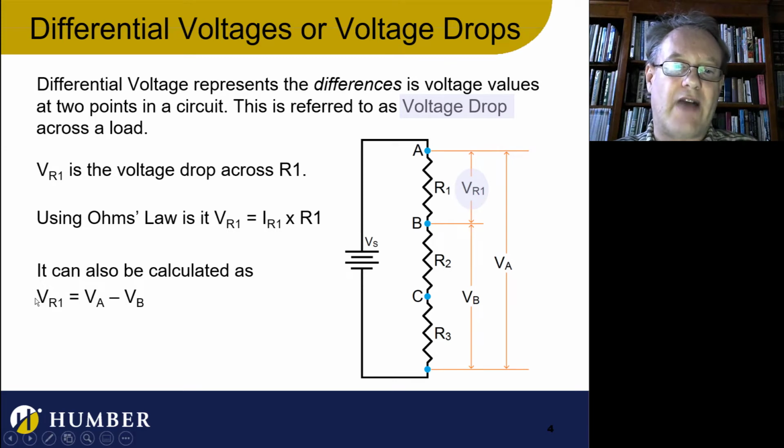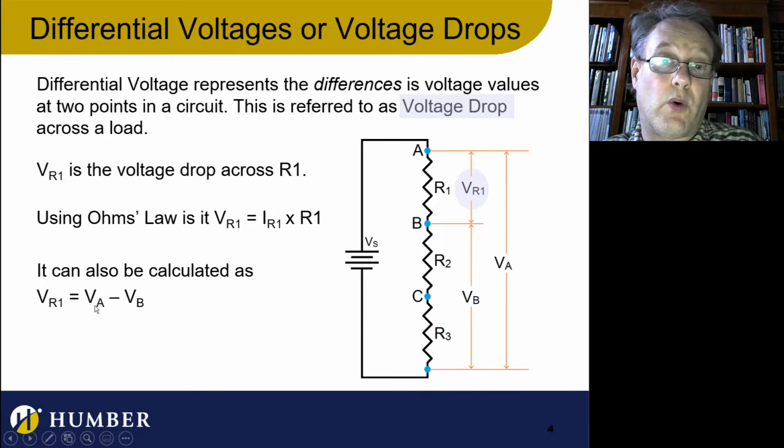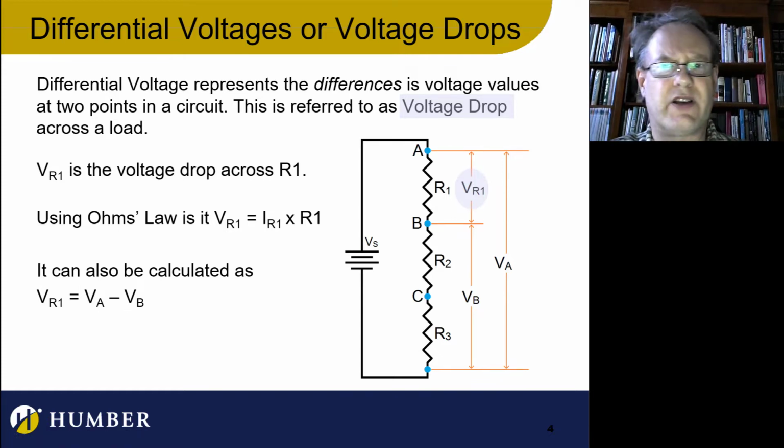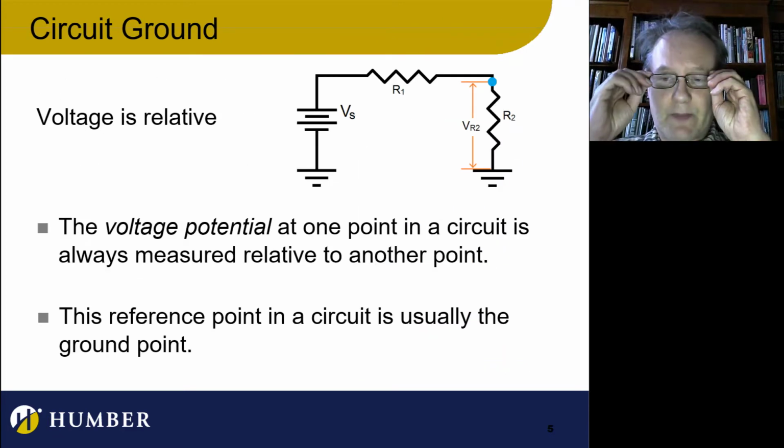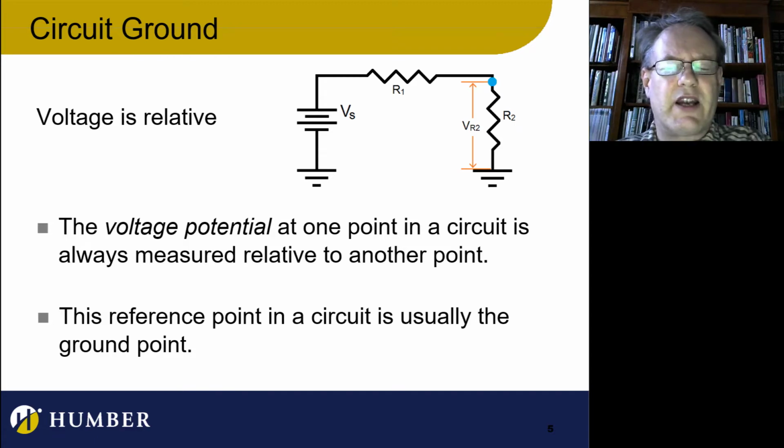And actually, I can calculate the voltage drop with those two voltage potentials. So here we go. I've got VR1 is equal to VA, which is the voltage potential before, minus VB, which is the voltage potential after. The difference is how much I have lost, which is the voltage drop. There you go. So ground. This is a symbol that I want to talk about. We use ground symbols for a lot of different reasons. I think ultimately the real reason we use a ground symbol is to save us drawing more lines in a circuit diagram.